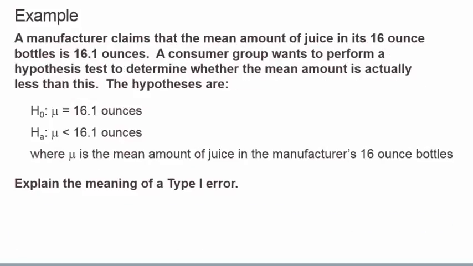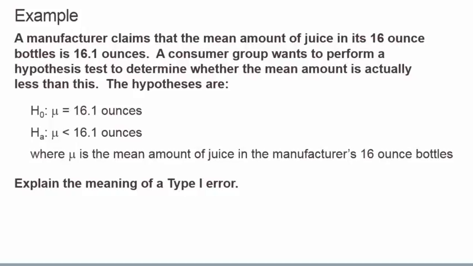Example: a manufacturer claims that the mean amount of juice in its 16-ounce bottles is 16.1 ounces. A consumer group wants to perform a hypothesis test to determine whether the mean amount is actually less than this. The hypotheses are H sub 0: mu equals 16.1 ounces, H sub a: mu is less than 16.1 ounces, where mu is the amount of juice in the manufacturer's 16-ounce bottles. Explain the meaning of a type 1 error.